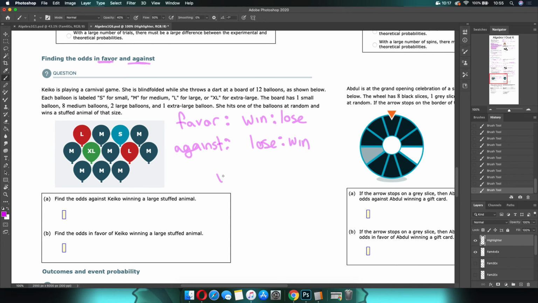You'll notice that there is no whole here. So you're not going to be adding these up. You're going to be figuring out how many wins, how many loses. So if we're looking for a large stuffed animal, and this is odds against, how many not large are there? 1, 2, 3, 4, 5, 6, 7, 8, 9, 10. There are 10, okay? How many large are there? 2. That's what they're looking for. Odds in favor of winning a large stuffed animal, that's the reverse. 2 out of 10, because there's 2 ways you can win, and then 1, 2, 3, 4, 5, 6, 7, 8, 9, 10 ways that you can lose.